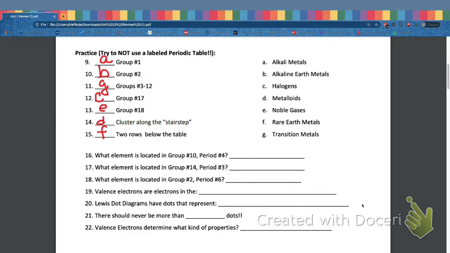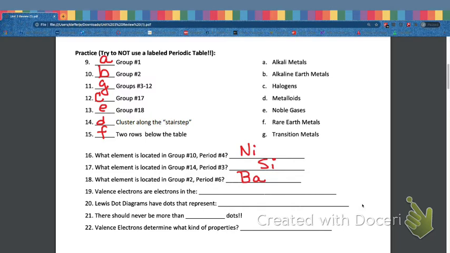Okay, so what element is located in group 10, so the 10th column, and period 4? So you should have put nickel. Which element is located in group 14, period 3, you should have found silicon. What element is located in group 2, period 6? I should have had barium, Ba.